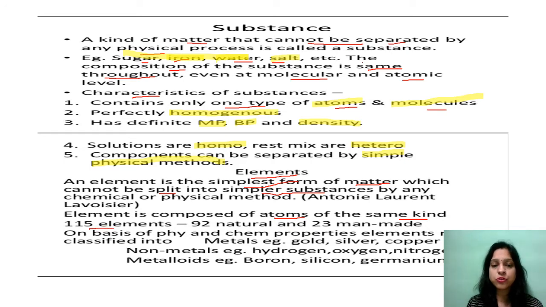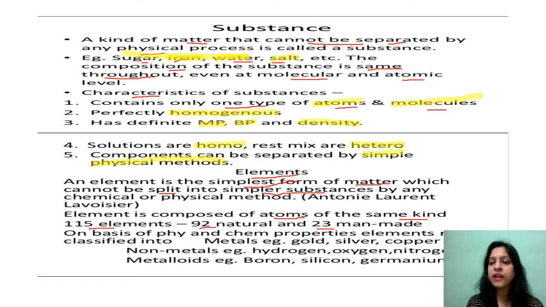Total there are 115, बेटा अब तो 118 से ज्यादा हो चुके हैं. But still बुक्स में अभी यही आ रहा है, ठीक है. So total 118 elements are there, from which right now from 115 to 92 are natural and 23 are man-made. ठीक है. And on the basis of their physical and chemical properties, elements are further divided into three categories.